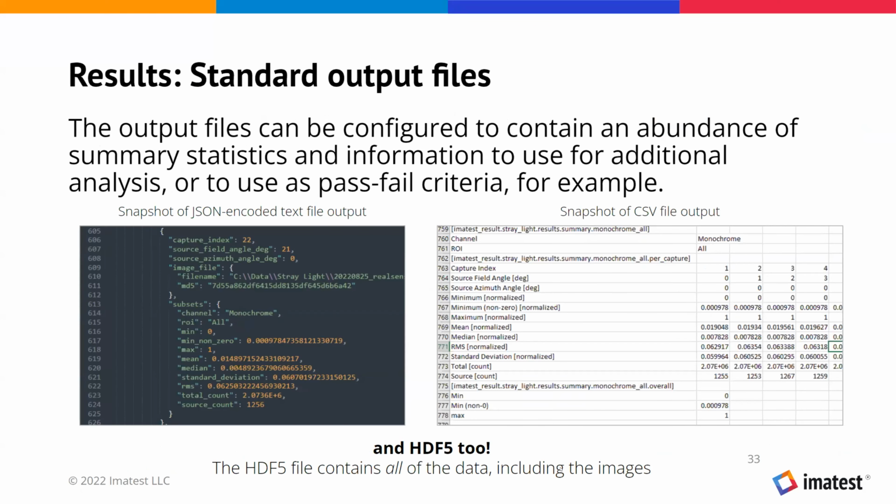And of course, we also provide standard output files with all the summary statistics and information you could ever want, in the form of JSON encoded text files or CSV outputs. We're also able to output a file format called HDF5, which is another astronomy file format commonly used by NASA. And this will contain all of the data, including the metric images, the images themselves. So if you're taking a ton of data and you're storing it and passing it around, that might be the most convenient way to do that.